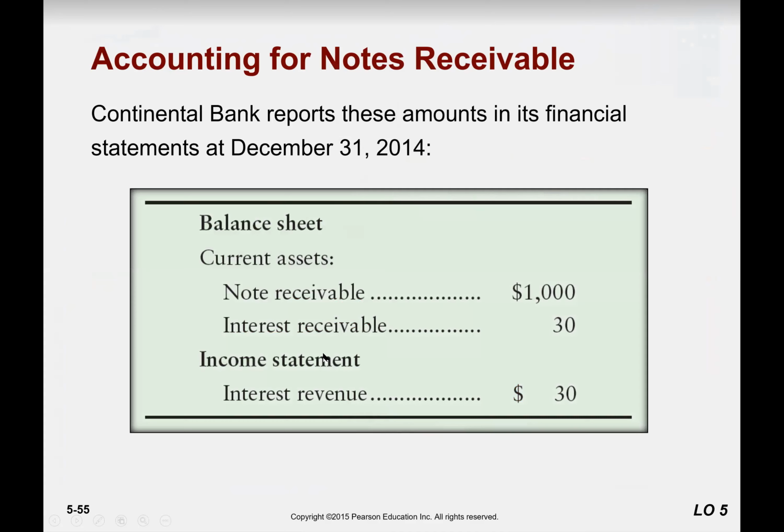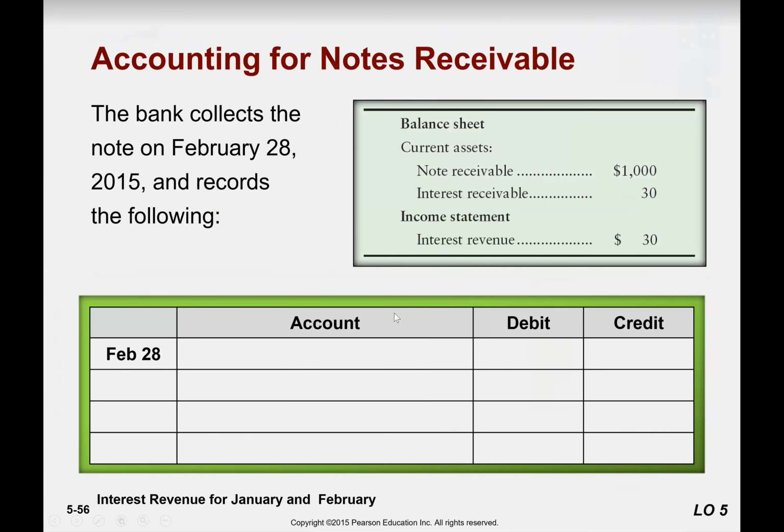So how are we going to show it on the balance sheet? Simple. Interest receivable is on the balance sheet, and interest revenue is on the income statement. It's going to be added in sales 30. That's it. Here we go.